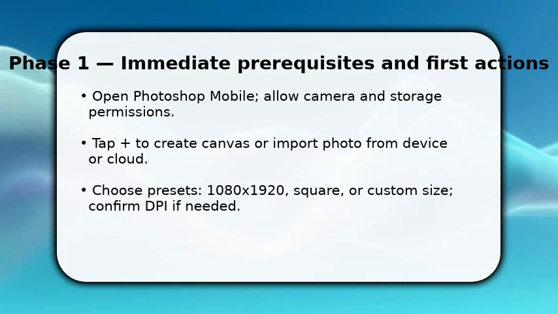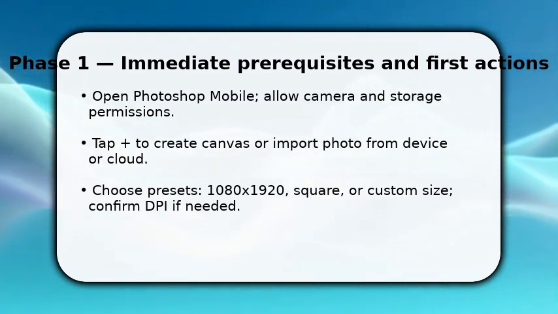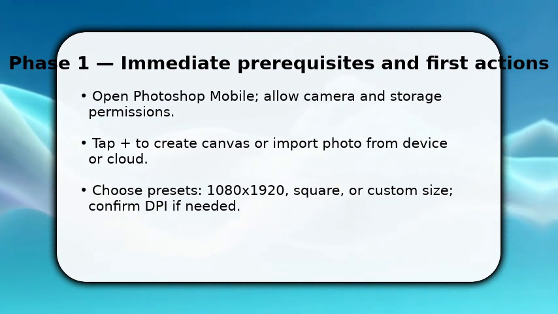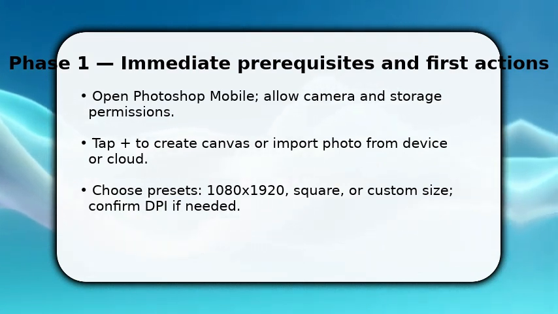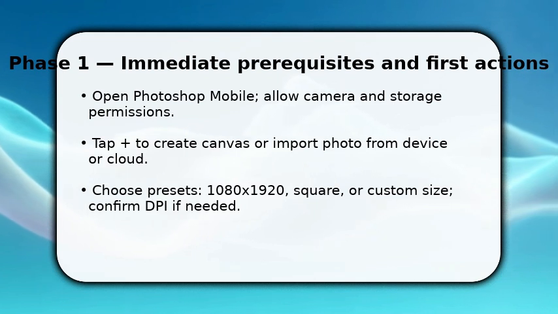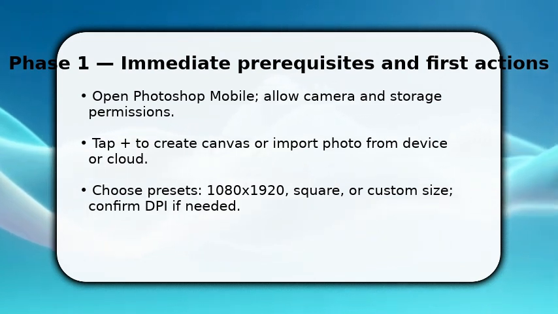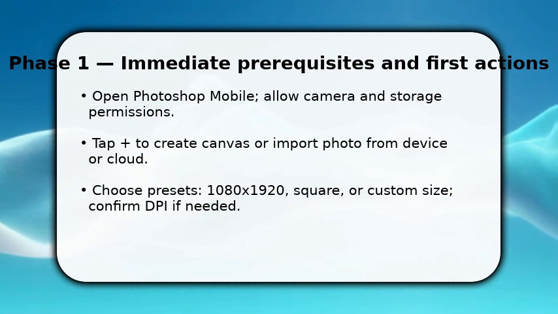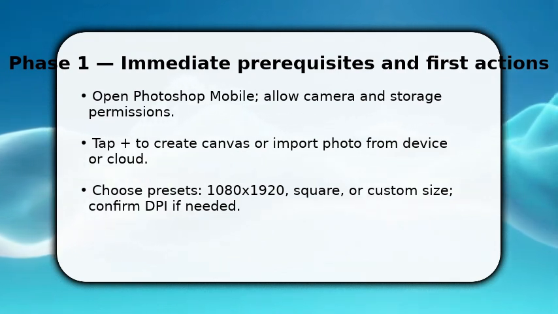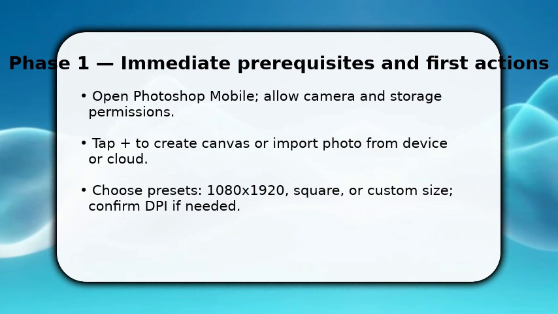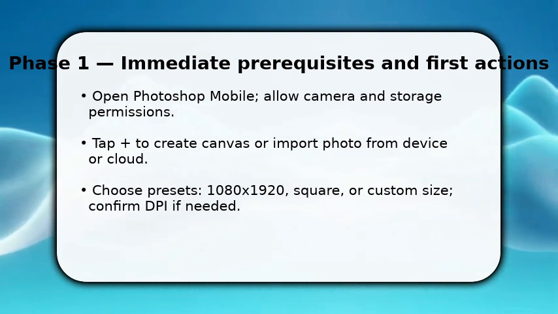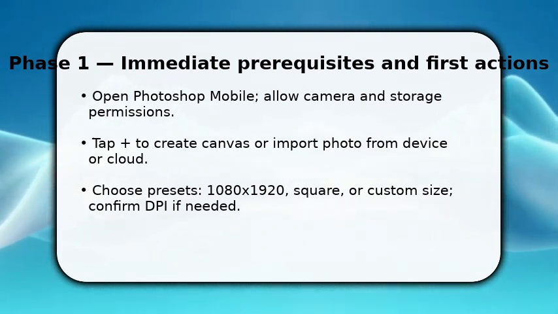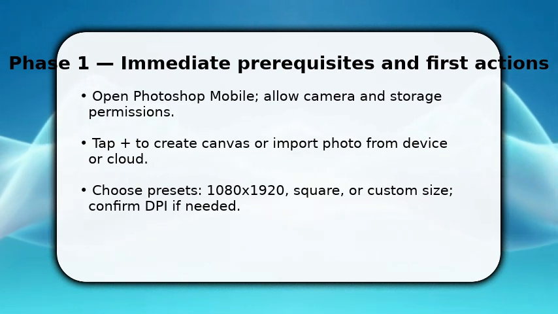You'll begin by launching Photoshop Mobile and granting the app access to storage and camera. This ensures smooth importing. Next, tap the plus icon and pick New Project or Import Photo. Choose a preset like 1080x1920 or set a custom canvas. Once done, import your main image and position it roughly where you want. Make sure to name the file and set DPI if you'll print. This initial setup prevents scale issues later and gets you straight into editing without extra steps.